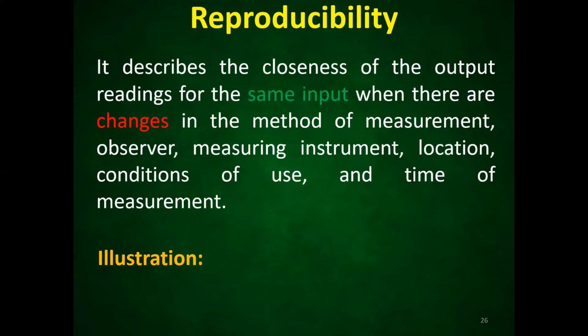Now reproducibility, look at this definition, almost similar, but only one difference is there. It describes the closeness of the output readings for the same input when there are changes in the method of measurement, conditions of measurement, measuring instrument, location, time of measurement, etc.